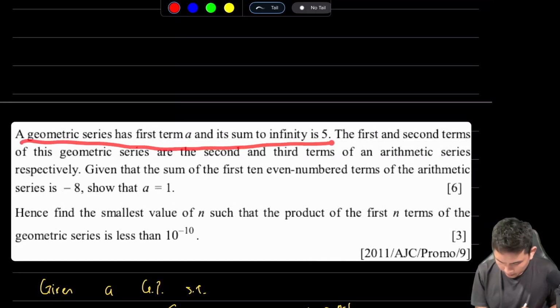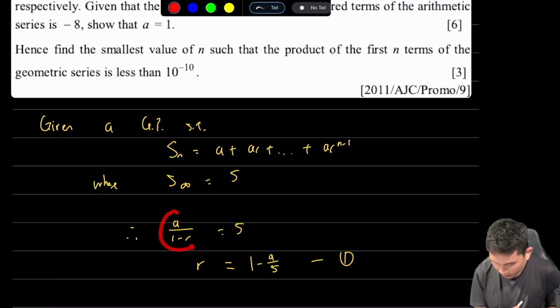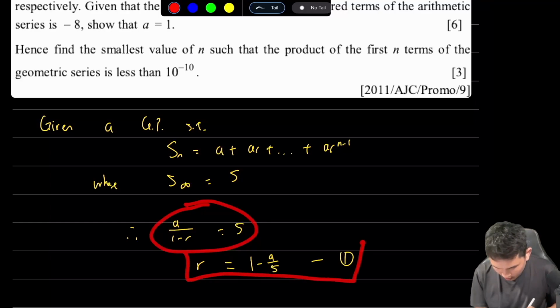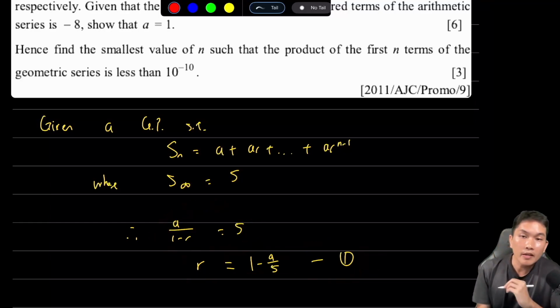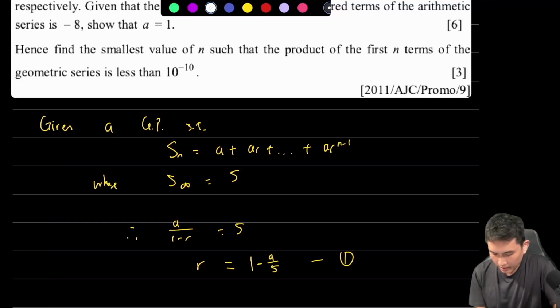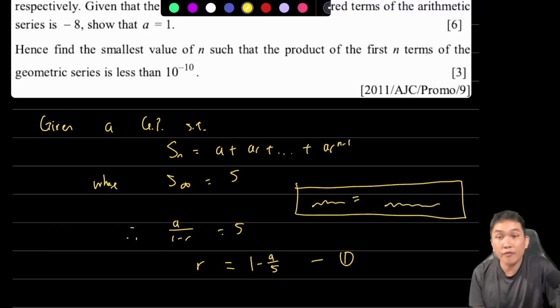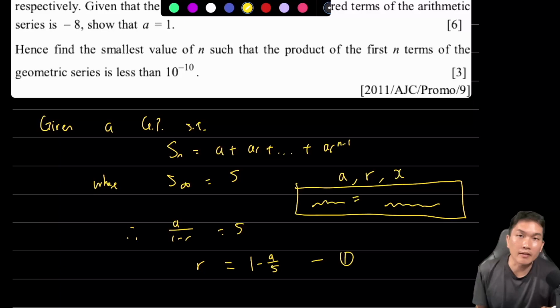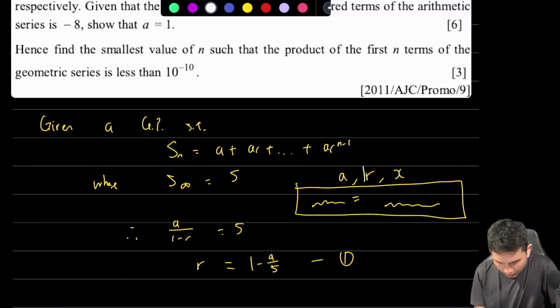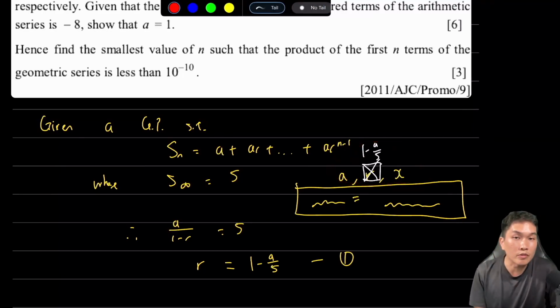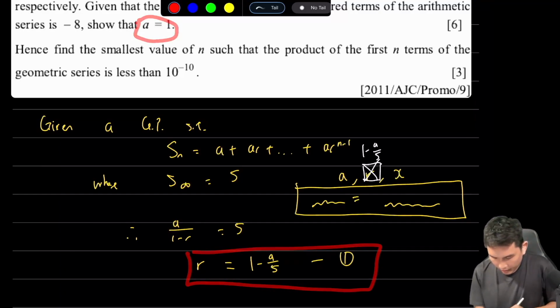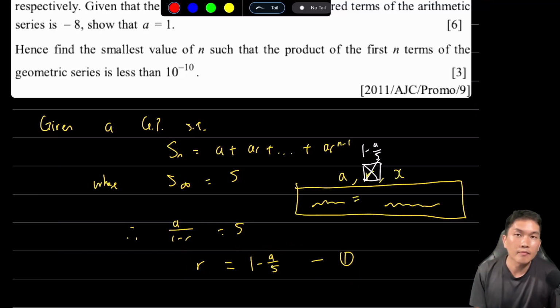Working on the first one, sum to infinity is 5. That means A over 1 minus R is equal to 5. And then instead of writing this as equation 1, I wrote this as R equals 1 minus A over 5 instead. Why is that so? If you have a question with 3 unknowns, and inside here you have 3 different variables, which will be A, R, and maybe the third one, let's just call it X, since I don't know what it is at the moment, I can swap this out into 1 minus A over 5. I managed to reduce to only 2 unknowns, A and X. So this is a technique that we're going to use. If I want to find out what A is, then I want to write the subject of the formula as something that's not A, because I want to replace it away.